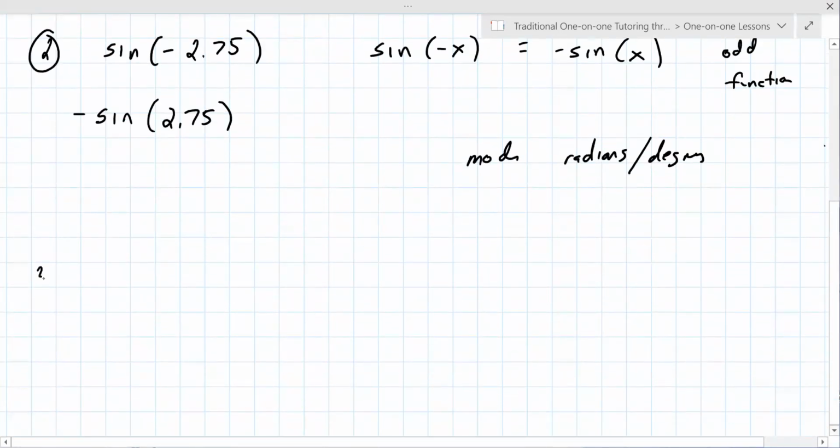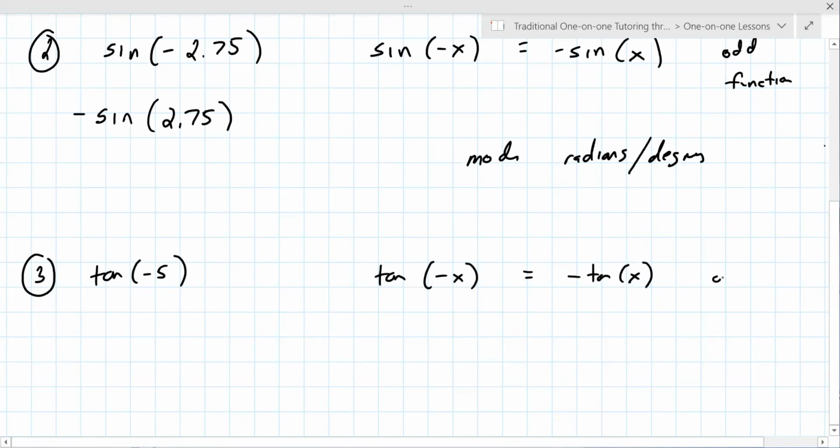Okay, so number 3 is the tangent of -5. Tangent is like sine. It's an odd function, so it becomes minus tangent of x. So this becomes minus tangent of 5, and that's it. You don't have to do any more on those.